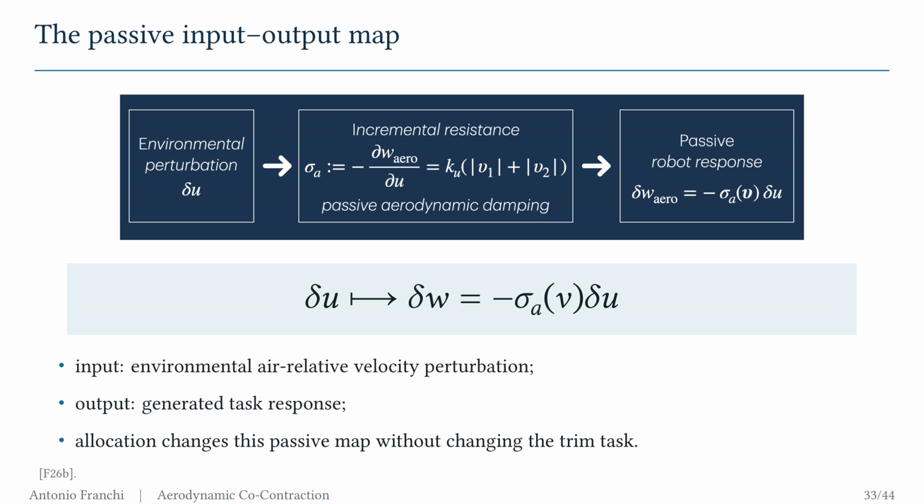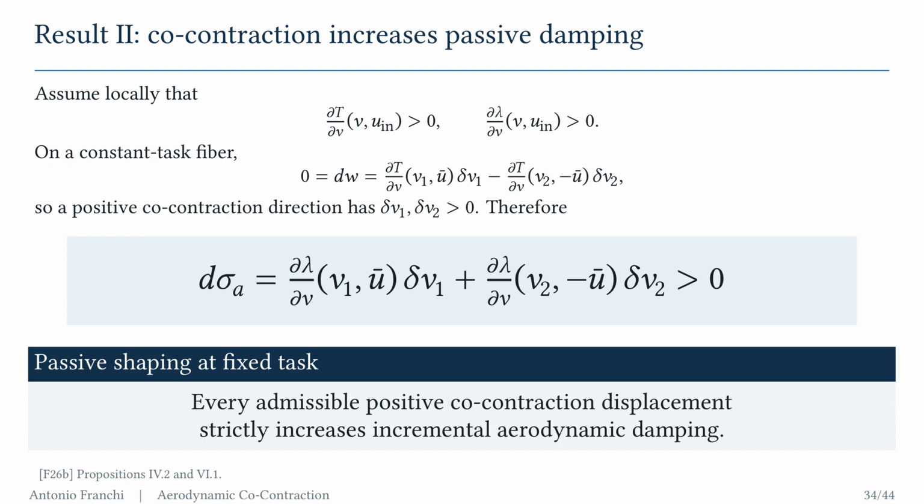This force response is generated aerodynamically before feedback correction. By selecting a different internal state of the same trim fiber, allocation changes this passive map without changing the trim task. This leads us to the second main result, which follows from two local monotonicity assumptions.